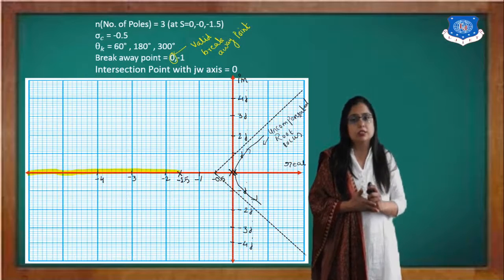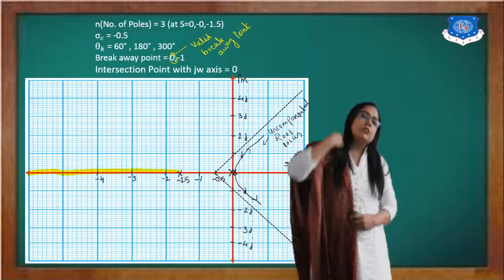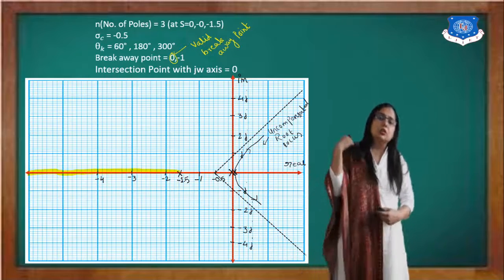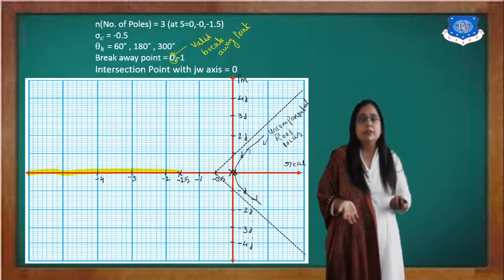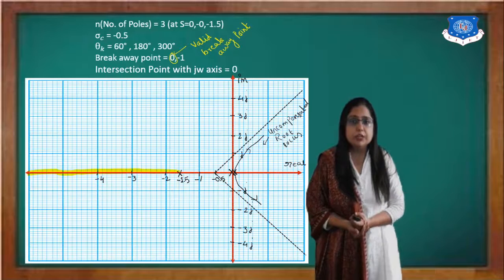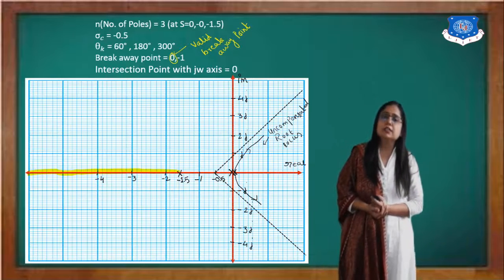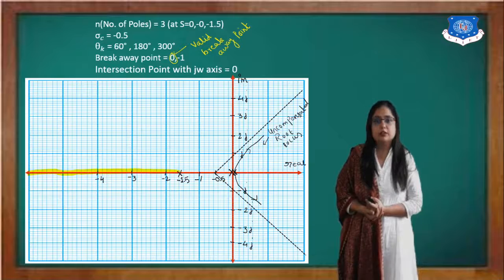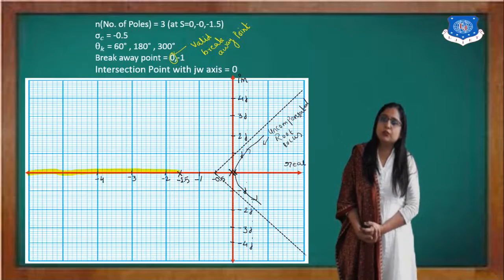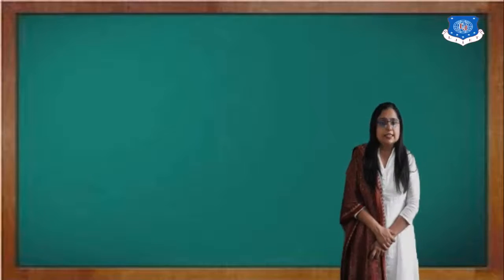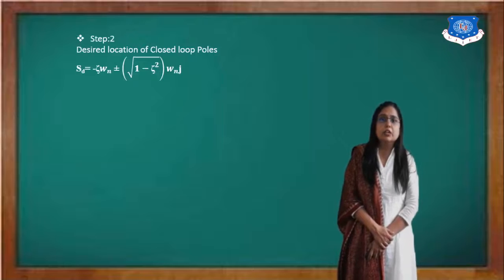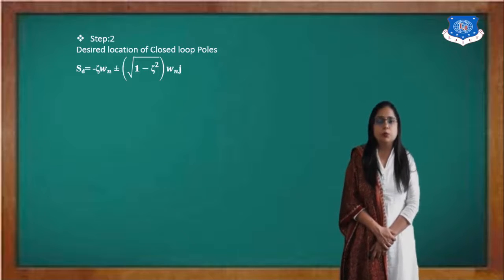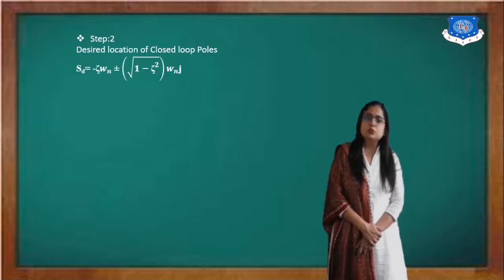So this is the uncompensated root locus. Now as I said, from the uncompensated root locus we will decide whether we need a phase lead compensator or a phase lag compensator. For that we have to find out the value of sd, that is the desired location of the closed loop pole. That is my step 2.